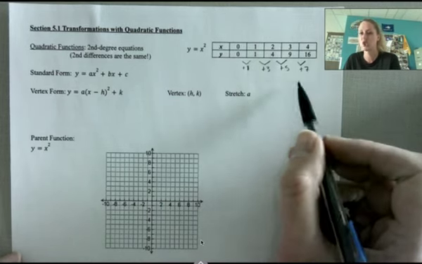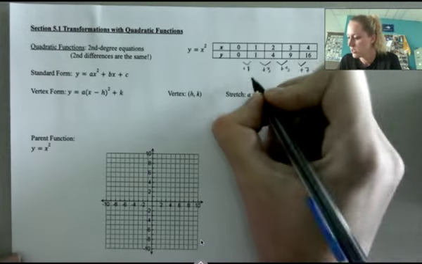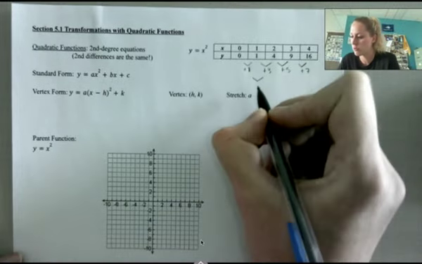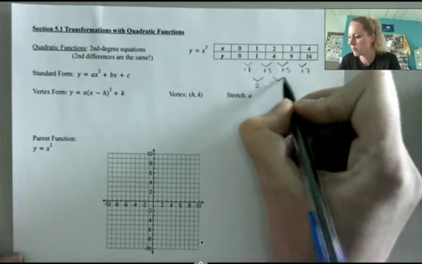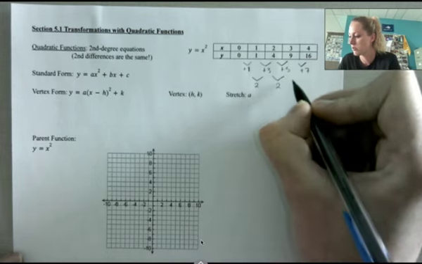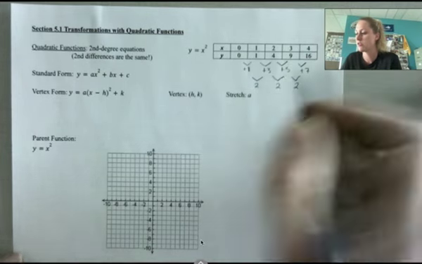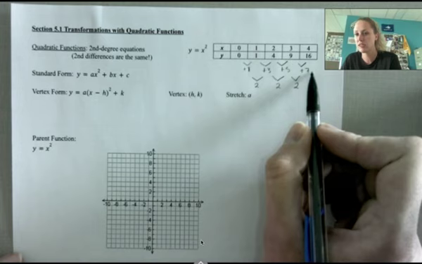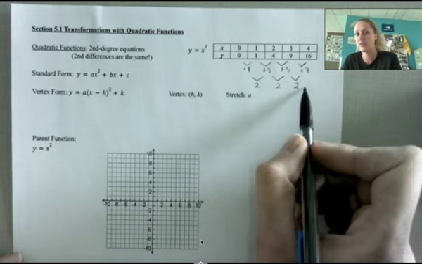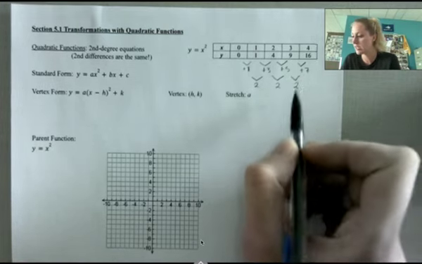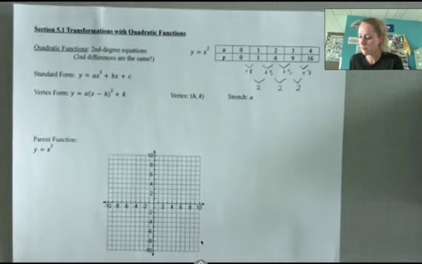Well, now if I look at the change in the change, the change from 1 to 3 is 2. From 3 to 5 is also 2, and from 5 to 7 is also 2. So this is called the first difference, and this is called the second difference. For quadratics, the second difference is always the same.